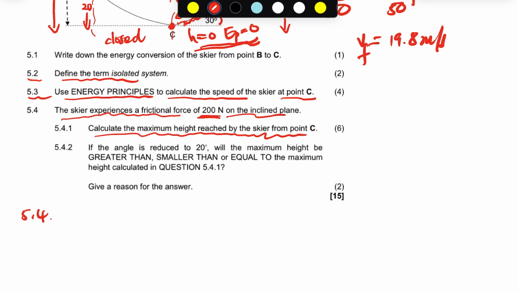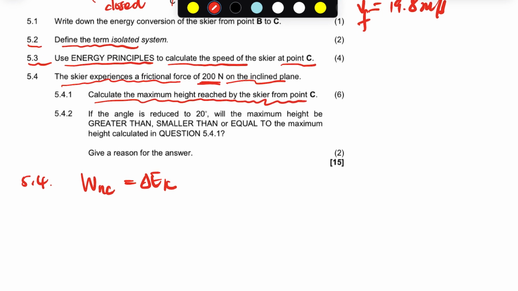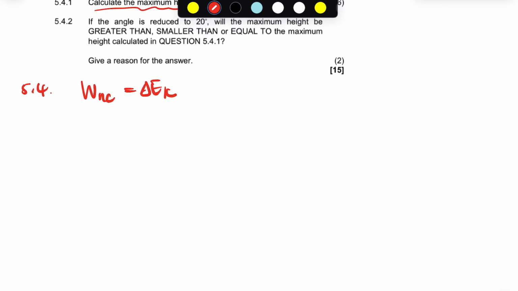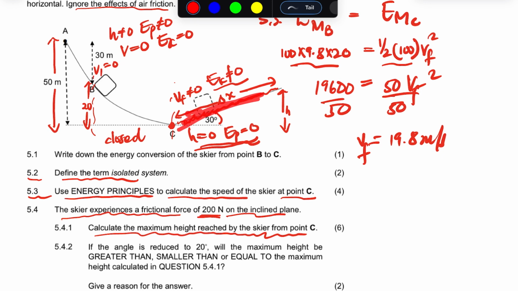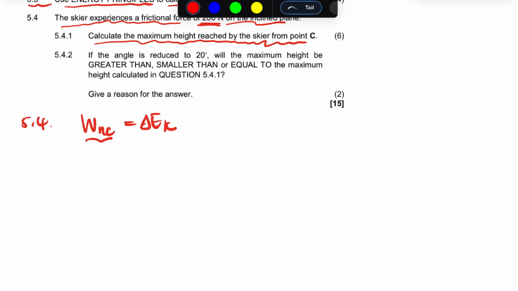So I'm going to use the energy principle here, which is the work, energy, and power. The work done by non-conservative forces. So what is the work done by non-conservative forces? What is a non-conservative force among the forces that are acting on this object while it's here? It's the frictional force. So I'm going to do the work done by frictional force.